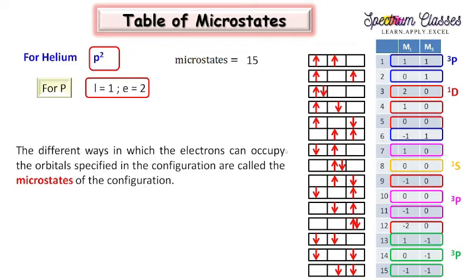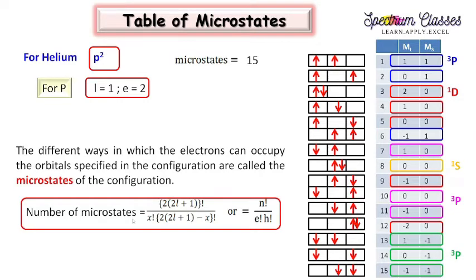So the p2 configuration has this many microstates. Here, the number of microstates can be calculated by the formula: (2(2l+1))! divided by x! (2(2l+1) minus x)!. This sign is the factorial sign. Here l is the azimuthal quantum number and x is the number of electrons. This formula can be simplified further by writing n factorial divided by e factorial and h factorial.